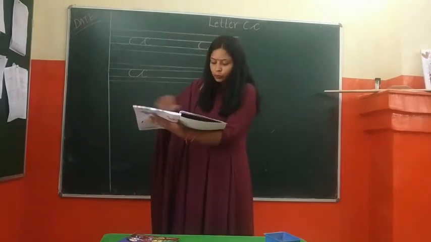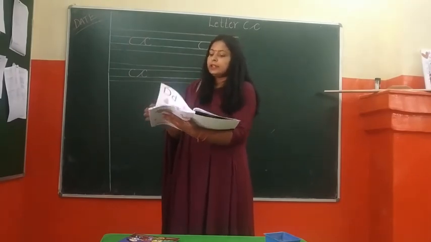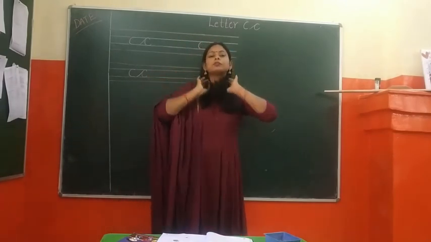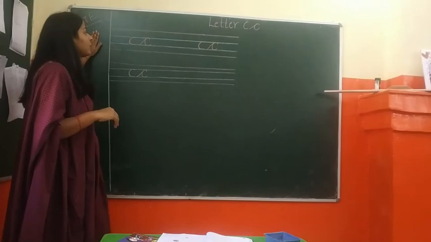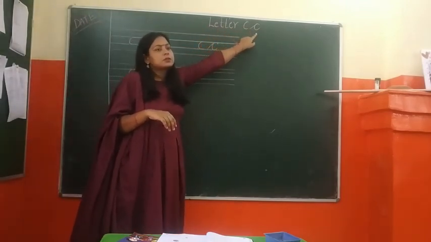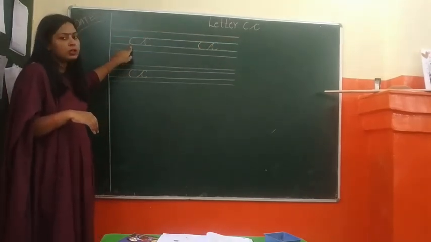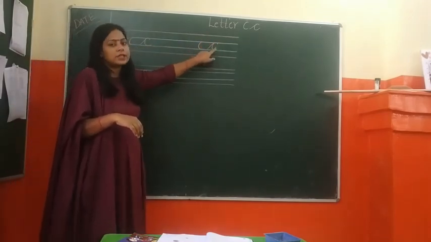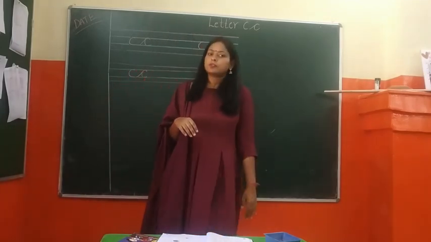You have to do page number 9, 10, 11. After completing your work in your English workbook, you have to open your pink English notebook, write the date first, then write the heading, letter small c, small cursive c. Then in the full page you have to write small c, capital cursive c, small c, cursive c, and complete the page. And you have to do the practice in your rough notebook.